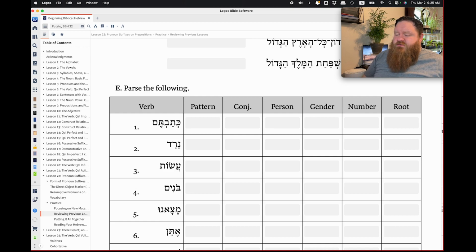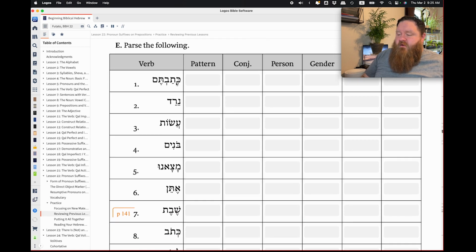So this is cal perfect 2MP from the root katav. You'll note that the kametz in the R1 vowel that we usually see has reduced. That's because this tem suffix has two consonants. We sometimes call this the heavy suffix. And what that means is it's so heavy, it's got two full consonants and it's a closed syllable. It's actually weighing down the end of the word.